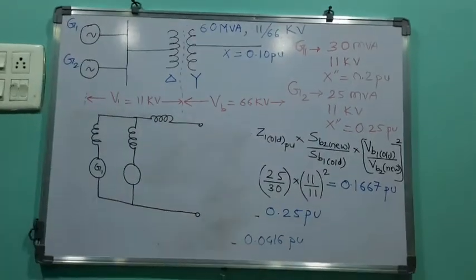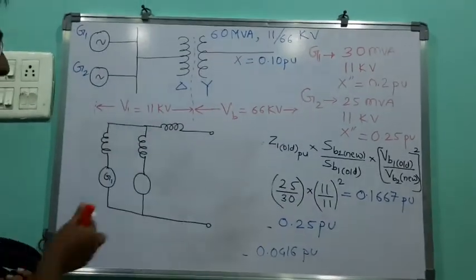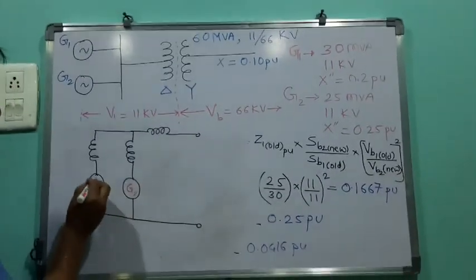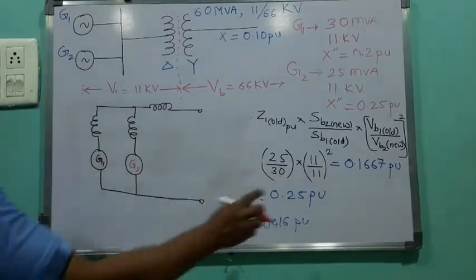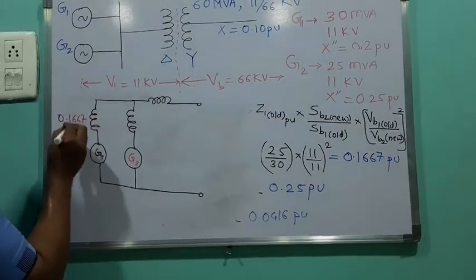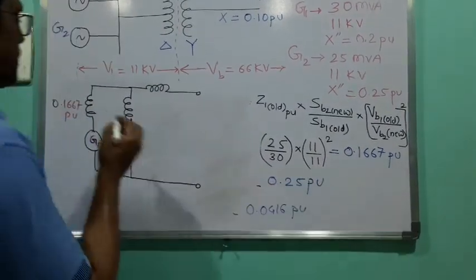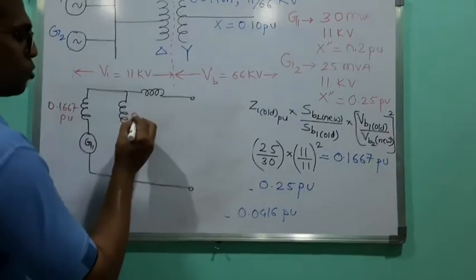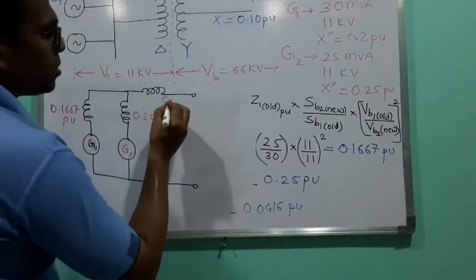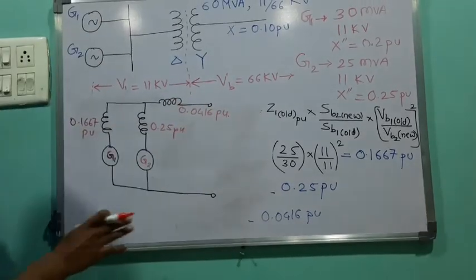So what is the value? Now you have to write down, this is the reactance diagram. This is G2, this is G1. Okay. Now the reactance values. What reactance did we get? That is 0.1667. You will check the value. Maybe some difference will be there in the values. You can check the values. Okay. Then this is 0.25 per unit, and this is nothing but 0.0416 per unit. So this is called a reactance diagram.